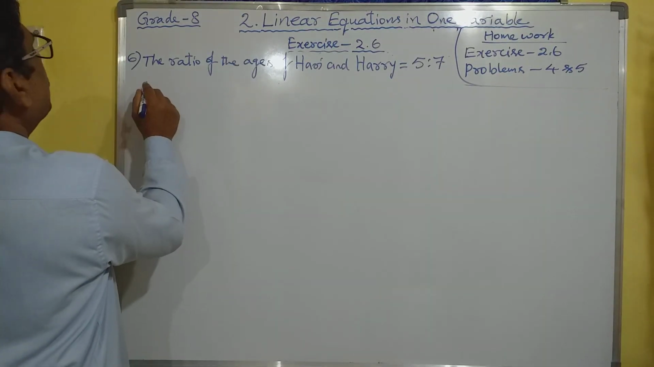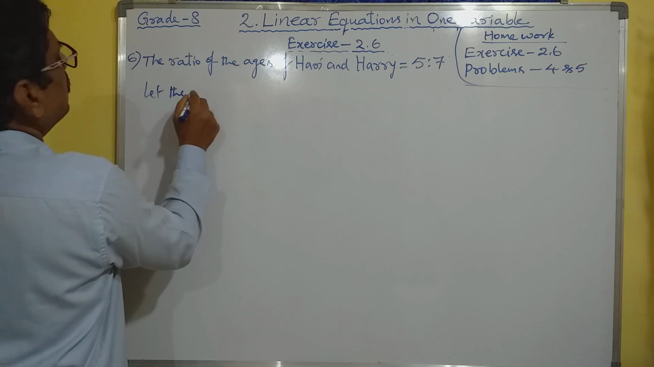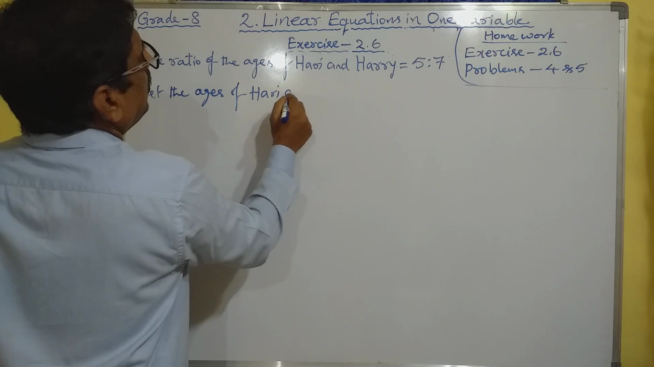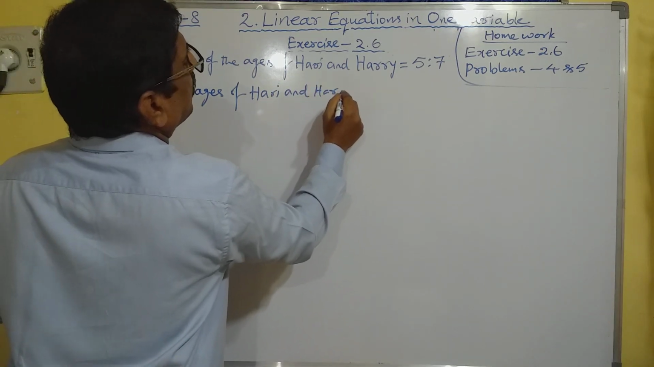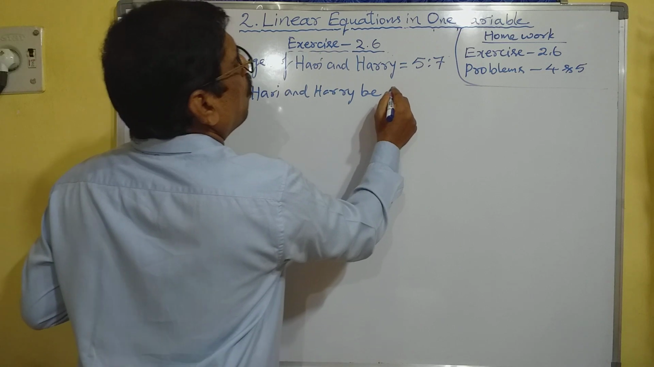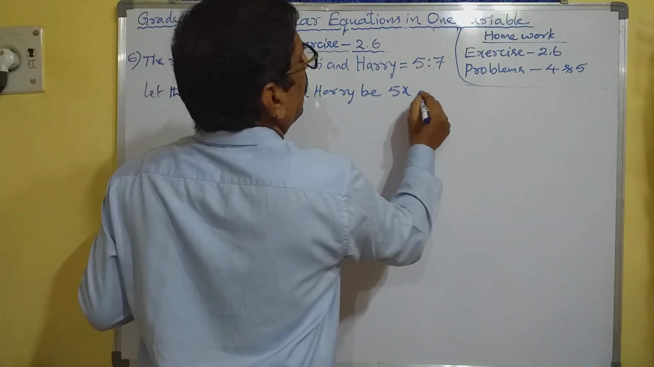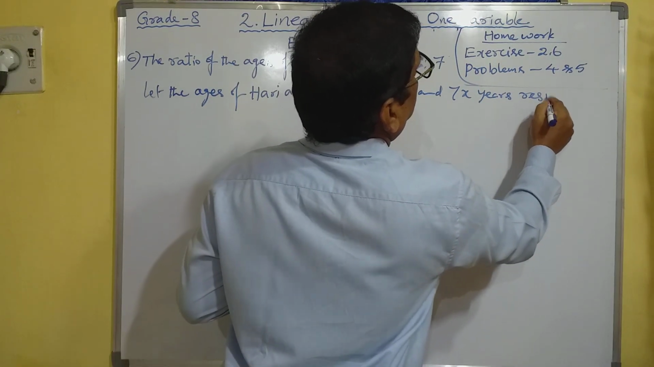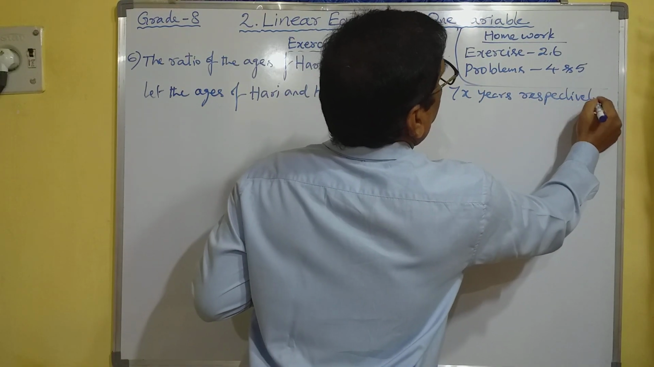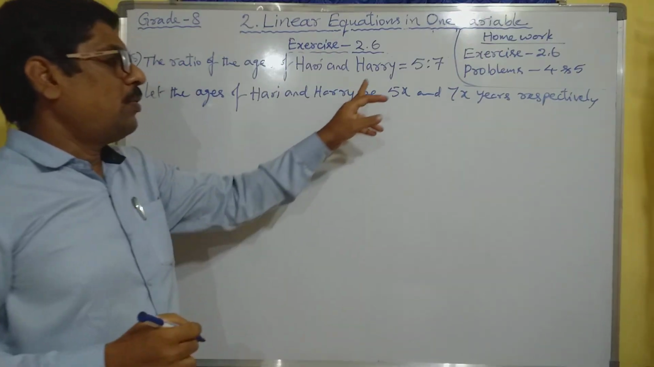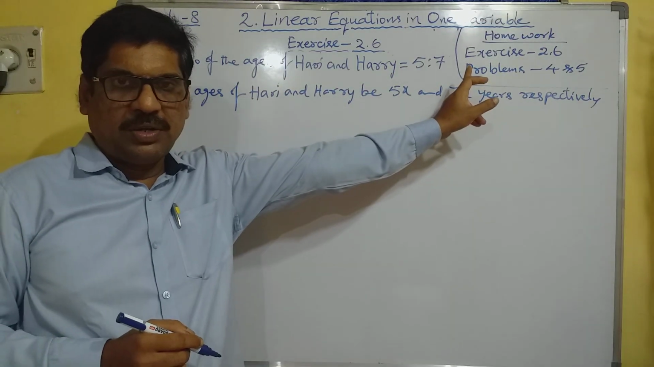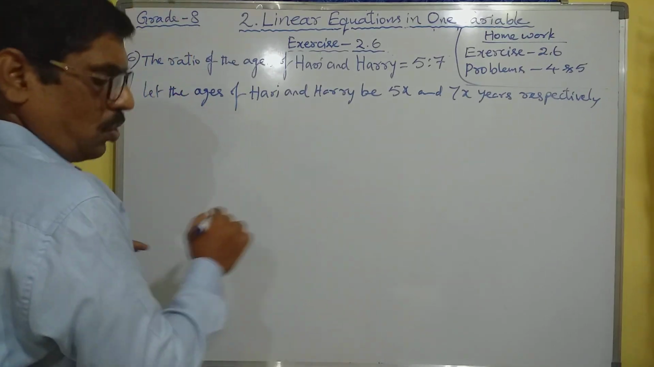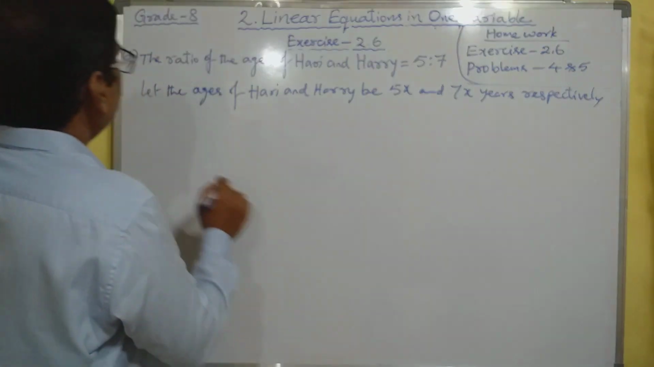So let us take the ages of Hari and Harry to be 5x and 7x years respectively. So here we have the ratio 5:7. That's why we have taken 5x years and 7x years. Okay, now 4 years later, 4 years from now.